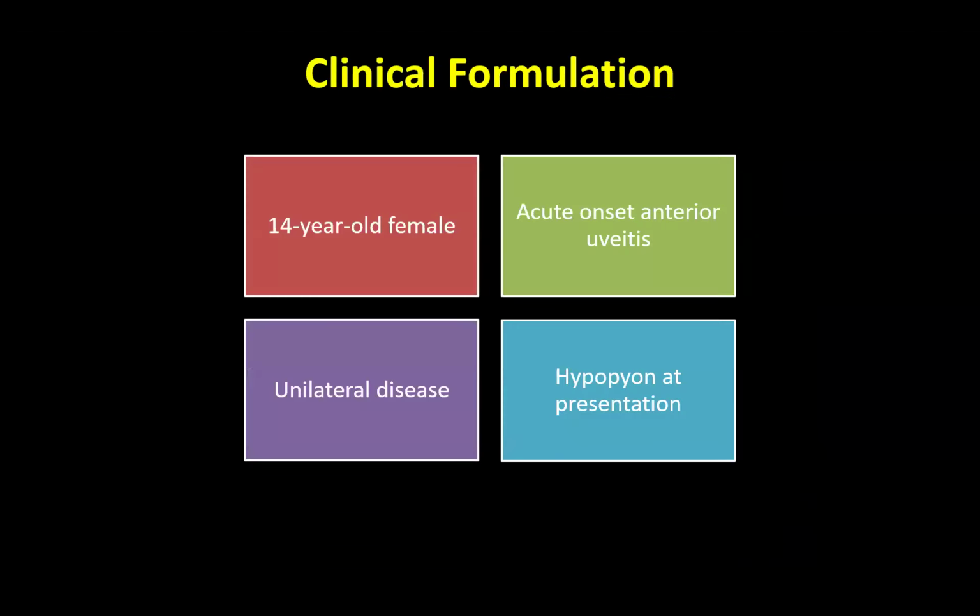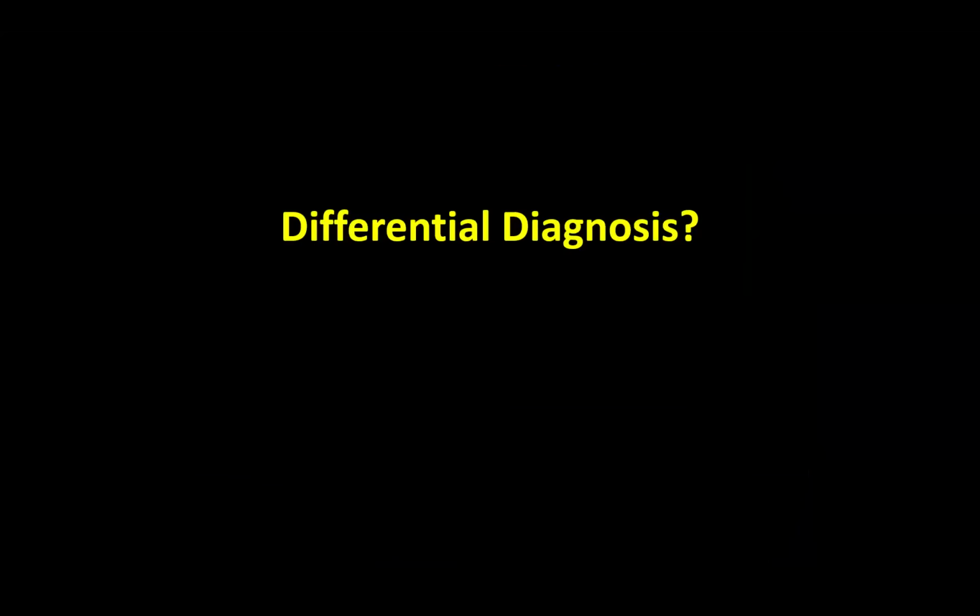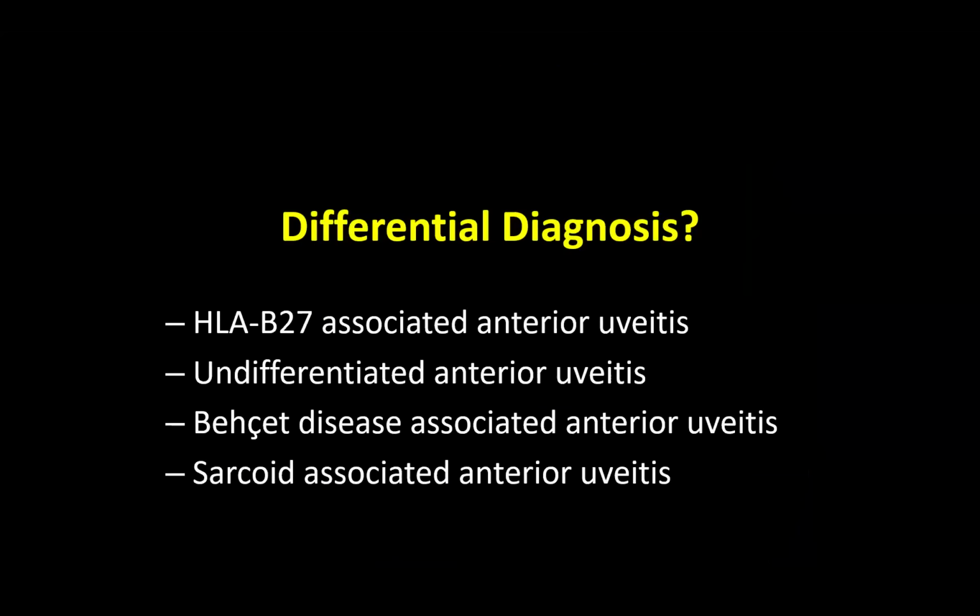So in terms of clinical formulation, we have a 14-year-old female with acute onset anterior uveitis, the right eye, unilateral, and there was hypopyon at presentation. So we came up with a differential diagnosis for this patient. Top of the list was HLA-B27 associated anterior uveitis and undifferentiated anterior uveitis, then more atypical diseases like juvenile idiopathic arthritis associated anterior uveitis, or even sarcoid associated anterior uveitis.